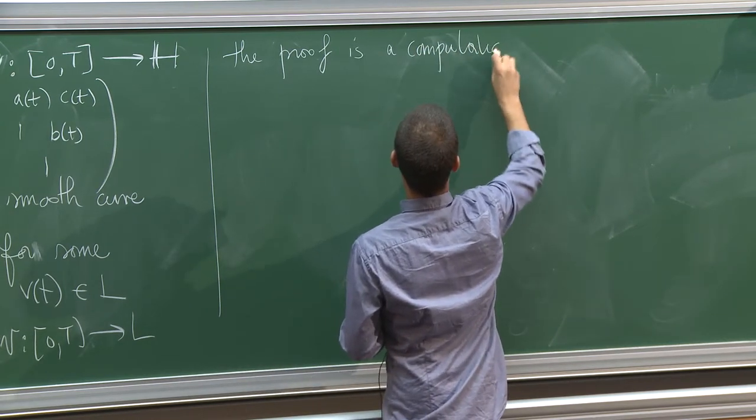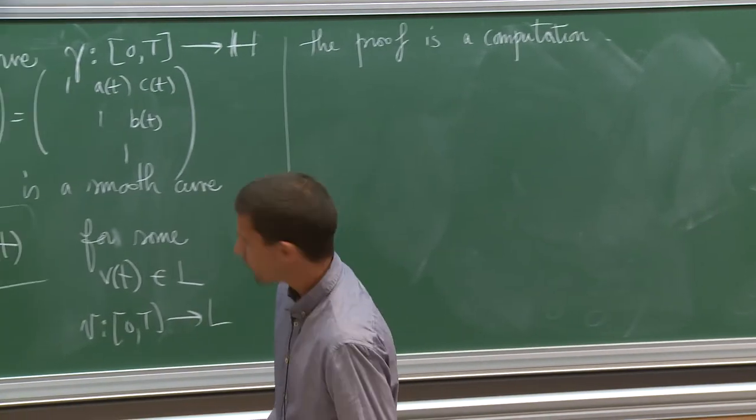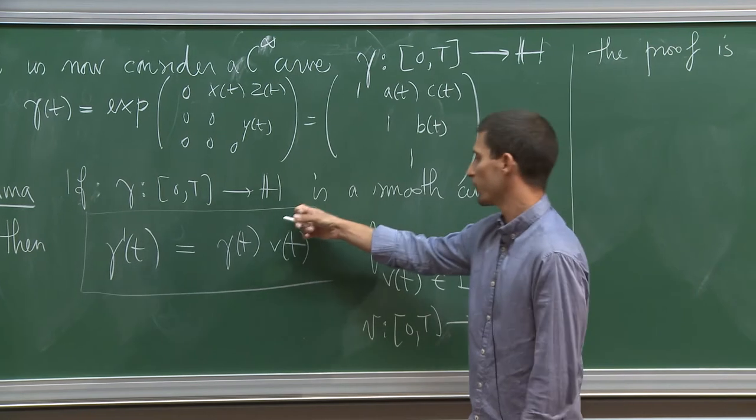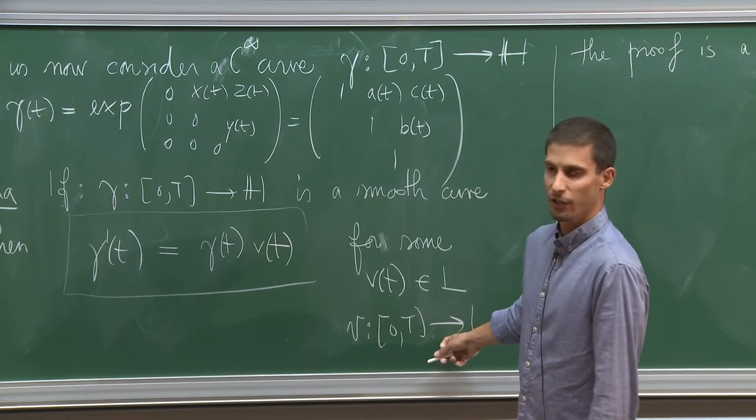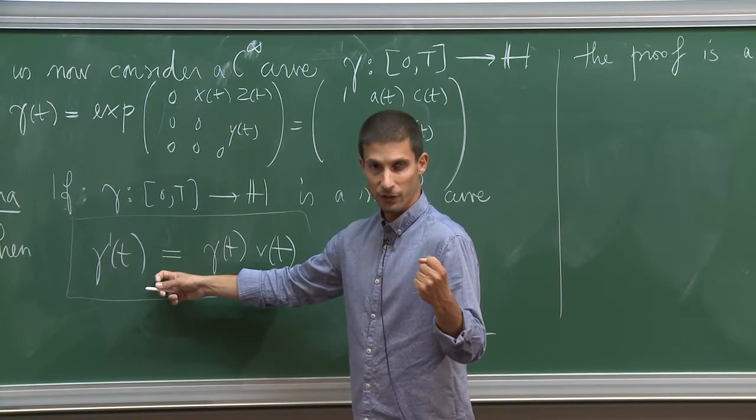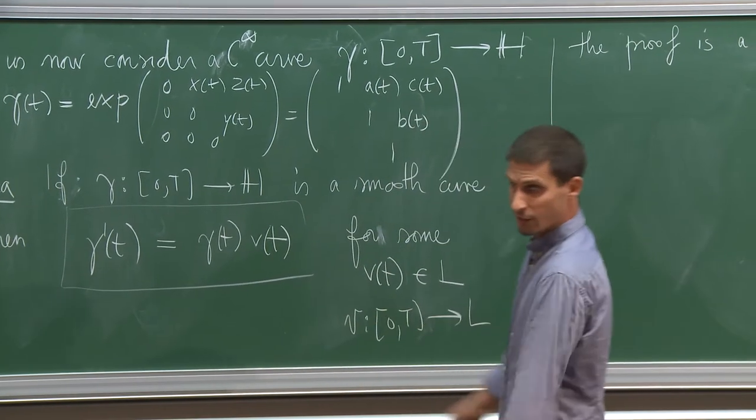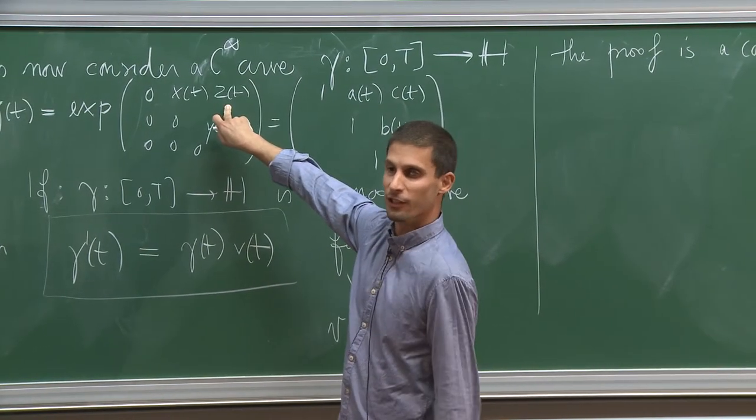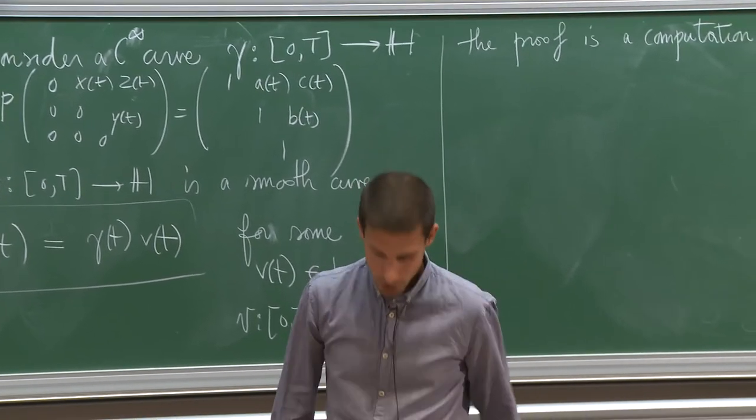But it is somehow useful to do it because you may think that what is happening is that not only if you have a curve, then gamma prime is gamma of t V of t, but also if you give me V of t, I can solve the differential equation and get a curve that stays in H. Of course, I have to fix an initial datum. I will fix the origin, for instance, the unit of the group, which is, by the way, the origin here. Maybe this is interesting to point out that the exponential of zero is the identity, which is the unit of the group.